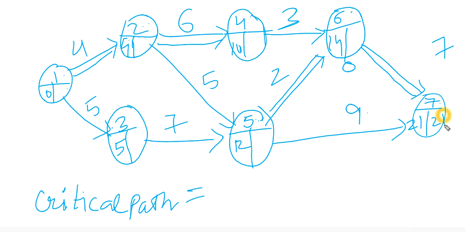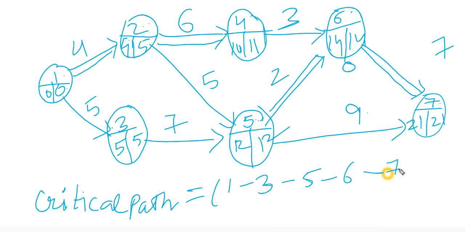21 minus 7 is 14. 14 minus 2 is 12. 14 minus 3 is 11. And 11 minus 6 is 5 and 12 minus 5 is 7. So I'll write 5 here. Here it is 5. Then 12 minus 7 is 5. 5 minus 5 is 0. So now the critical path is 1 to 3, 3 to 5, 5 to 6 and 6 to 7.